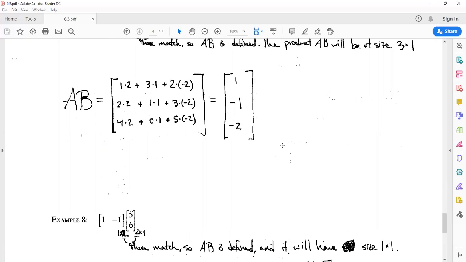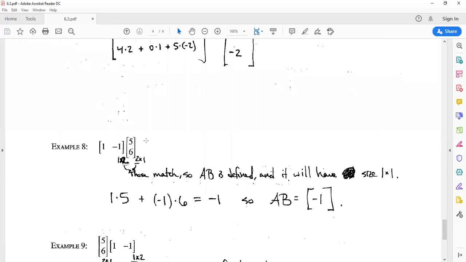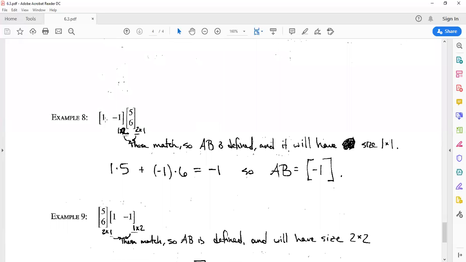Excellent. Okay, a couple more examples here. Notice this matrix here is what? 1 by 2, and this second one is 2 by 1, so the two inner numbers match. And the result that we're going to get is going to be a 1 by 1 matrix, just a number. We've seen this a bunch of times. This is just a row times a column. So we get 1 times 5 plus minus 1 times 6, which gives us minus 1.